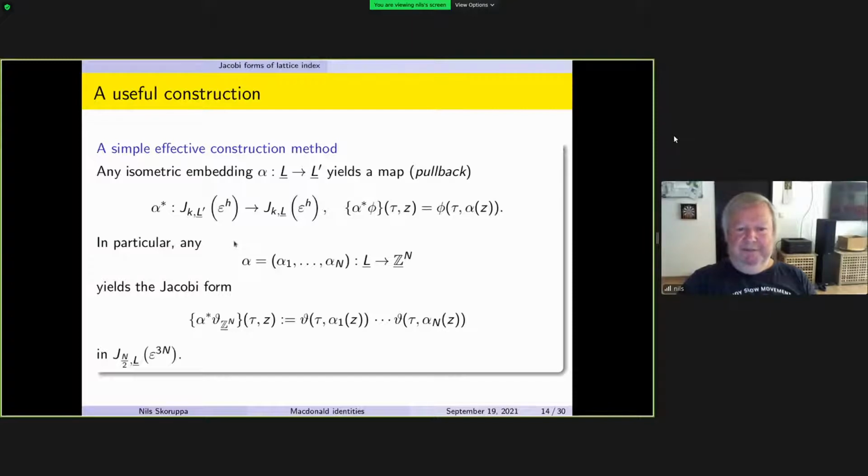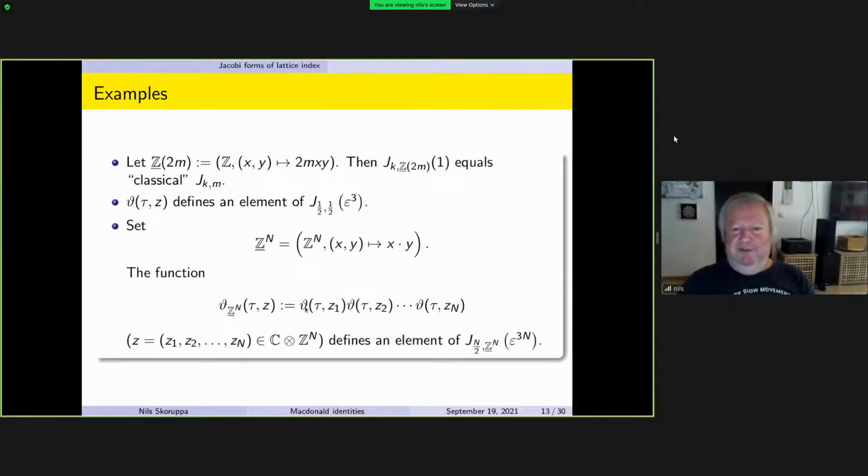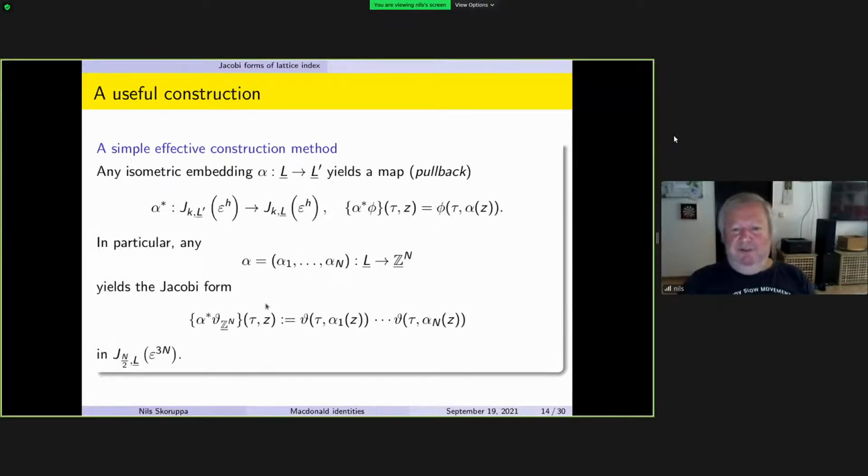And in particular, I can apply this if I have an embedding from L into Z to the n, the standard lattice. Then I can apply this construction to the Jacobi form that we saw here, this very simple one, the product of the Jacobi theta functions, where we just vary the variable according to the coordinates that we have in the z vector. If I do this, I get theta(tau, alpha_1 z) up to theta(tau, alpha_n z), where these are the components of our embedding alpha into Z to the n. And that's indeed a Jacobi form of singular weight n over 2 for the lattice L that we embedded, and the character is epsilon to the 3n. So it's a Jacobi form.